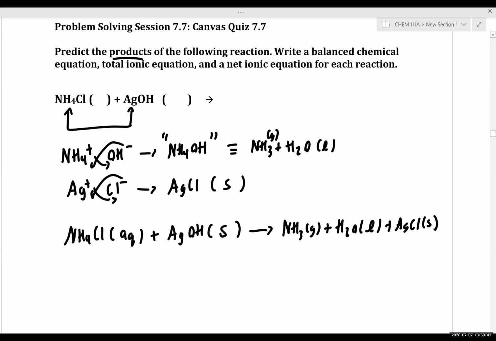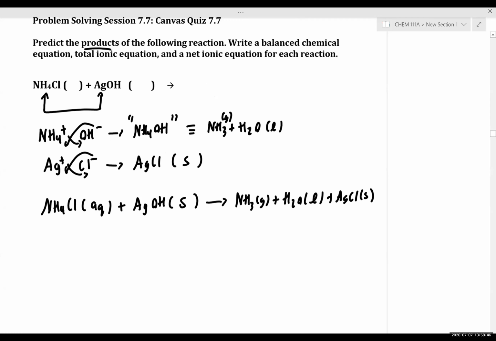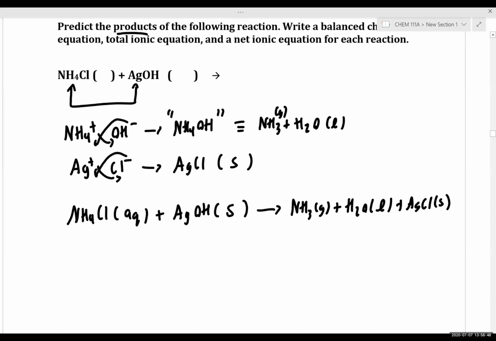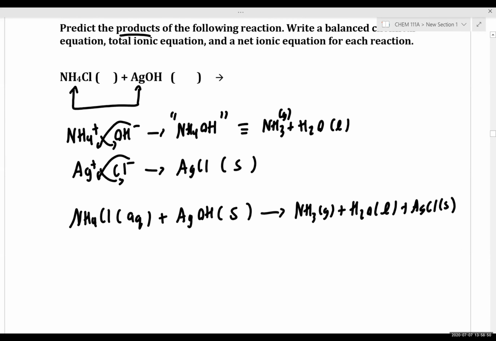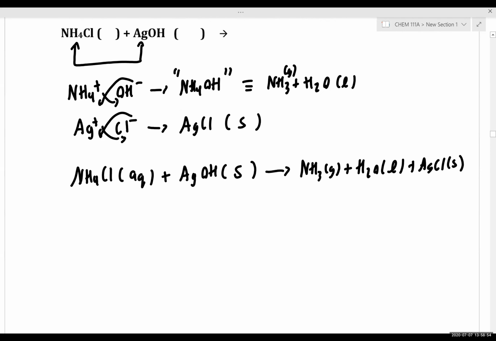And the total ionic and net ionic equation for this reaction doesn't look too bad. So we can do this together as a group really quickly. So we dissociate all of our soluble ionic compounds, strong acids and strong bases. Ammonium chloride dissociates into ammonium plus chloride. Silver hydroxide we keep together.